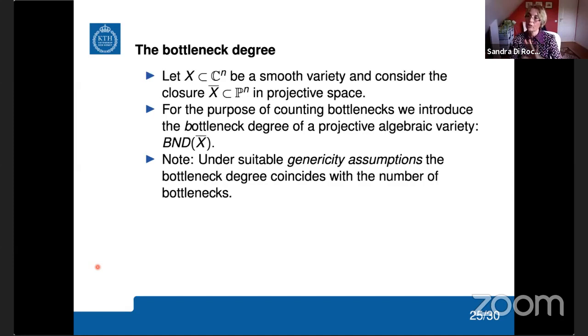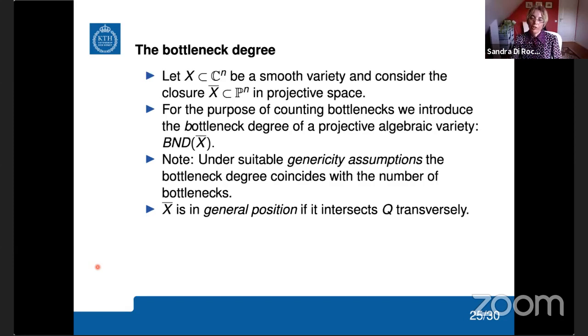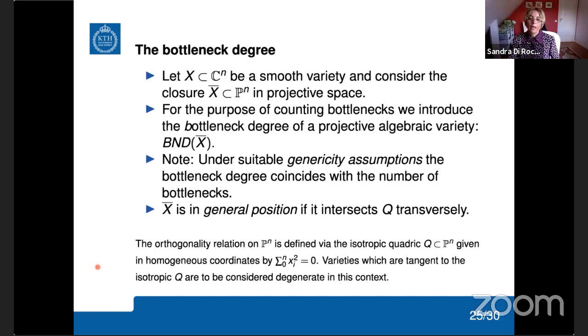And what do we mean by genericity assumptions? And again, I will be very vague, but these genericity assumptions are assumptions of the position of the variety with respect to a quadric that I denoted by Q. And what is this quadric? Okay, the quadric is basically the quadric that defines our geometry. So remember that we want to look at bottlenecks. Bottlenecks are given by points having a common normal line, which means that we have to define a concept of orthogonality, okay, in our complex space.